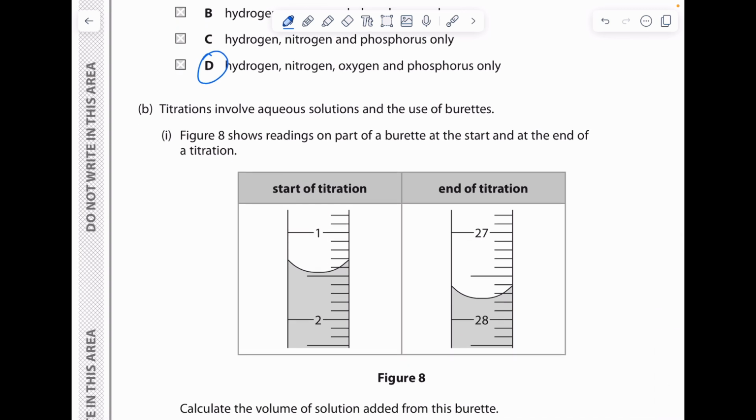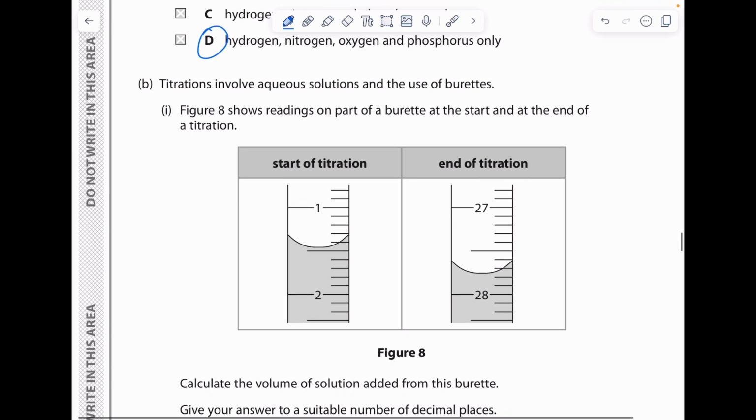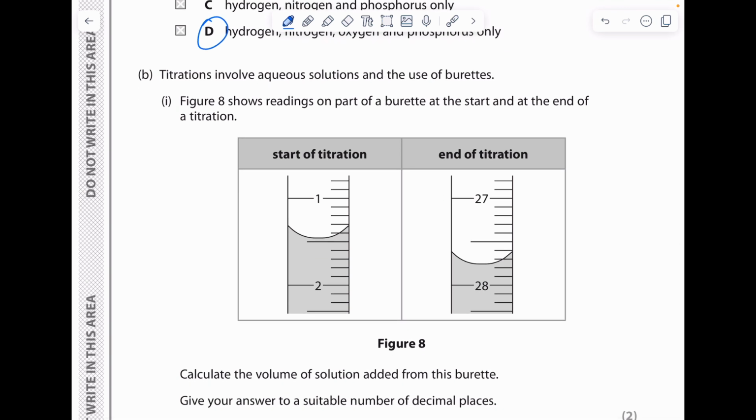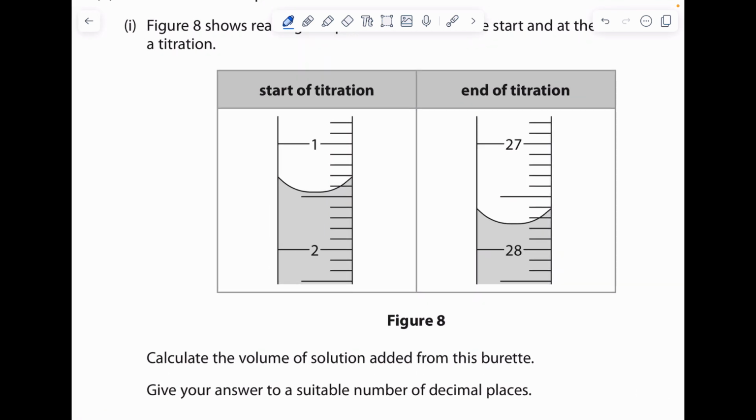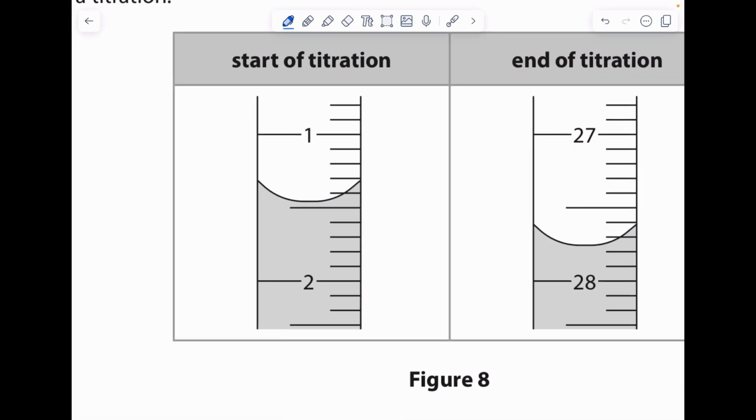Titration. So this is showing you some burette readings. It shows the burette reading at the start and the end of the titration. Calculate the volume added, and give your answer to a suitable number of decimal places. Okay, so let's have a look at the start in here. Remember, these scales go from 1 down to 2. So this would be 1.5, and that's 1.1, 2, 3, 4. So it's kind of halfway between this. That's actually got a value of 1.45 centimeters cubed.